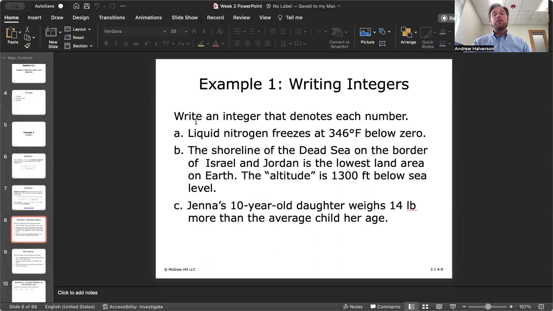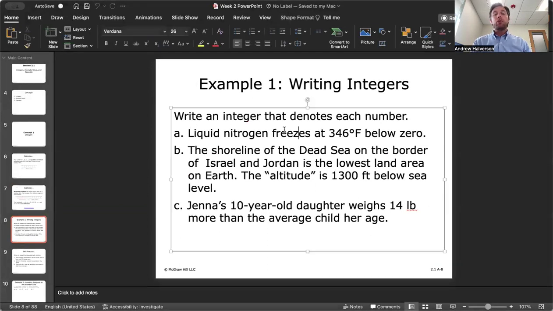Okay, when you think of negative, or positive too, think of positive and negative as additional information. Usually, or a lot of times, what it means is direction. But at its core, the sign of a value is trying to convey some information to you. So for example, liquid nitrogen freezes at 346 degrees below zero. That's to tell you that it's very cold. And we would represent this by saying negative 346 degrees.